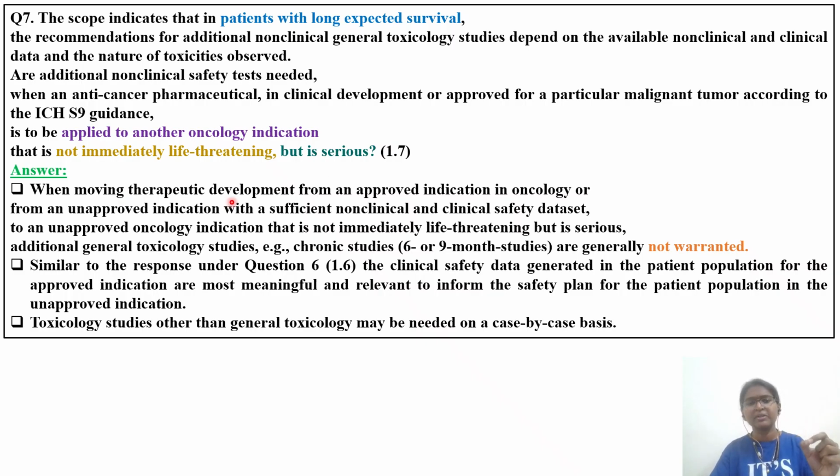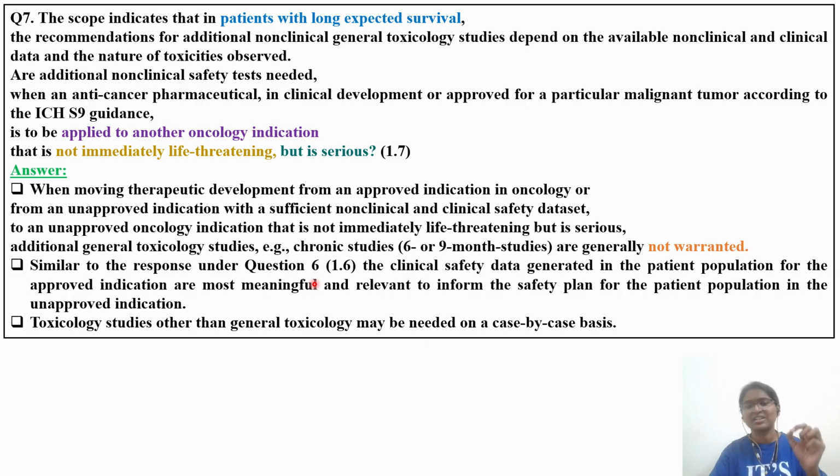So when moving therapeutic development from an approved indication in oncology, or from an approved indication with a sufficient non-clinical and clinical safety data set, to an unapproved oncology indication, here in this case pancreatic cancer, which is not approved, that is not immediately life-threatening, but it is serious. Additional general toxicology studies, for example chronic studies, 6 months or 9 month studies, are generally not warranted. So it is saying it is not needed. But my understanding was probably it might be needed. But no, this is not needed. Why? We'll see what the explanation is.